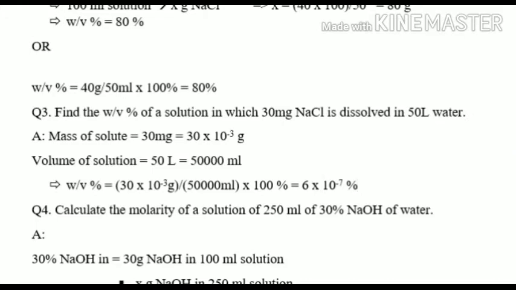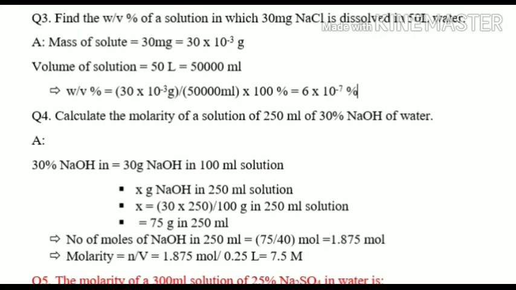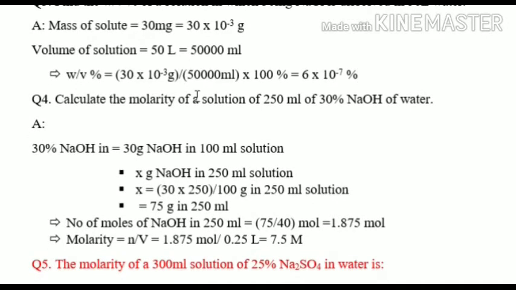Let us see one more question in this respect. Calculate the molarity of a solution of 250 ml of 30% sodium hydroxide in water. If I consider 30% sodium hydroxide, that means 30 gram NaOH in 100 ml solution.